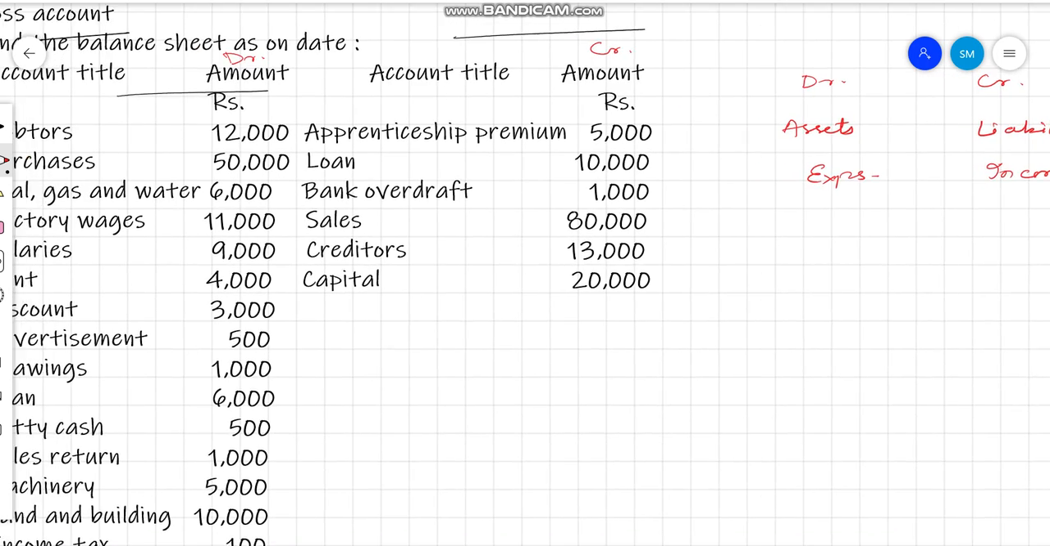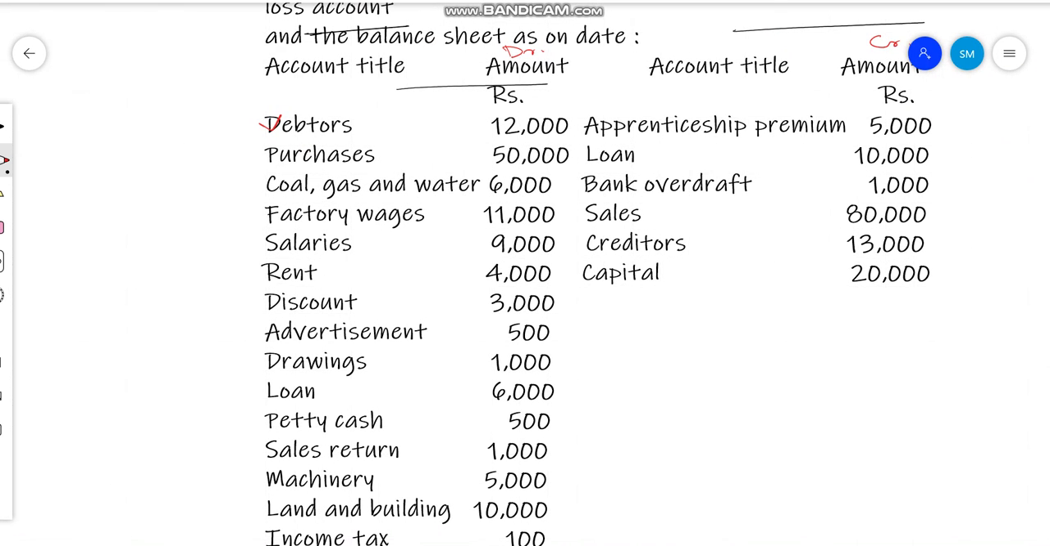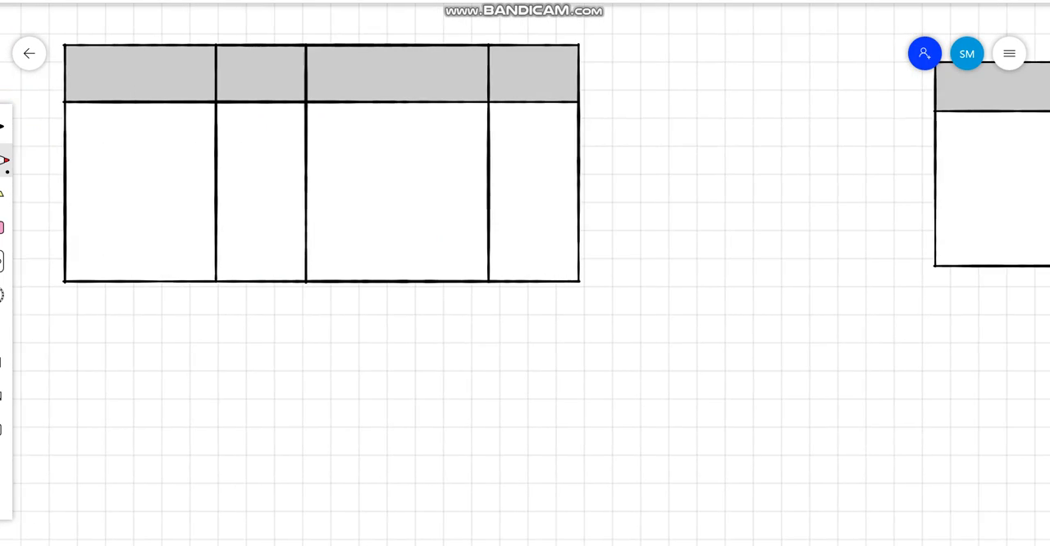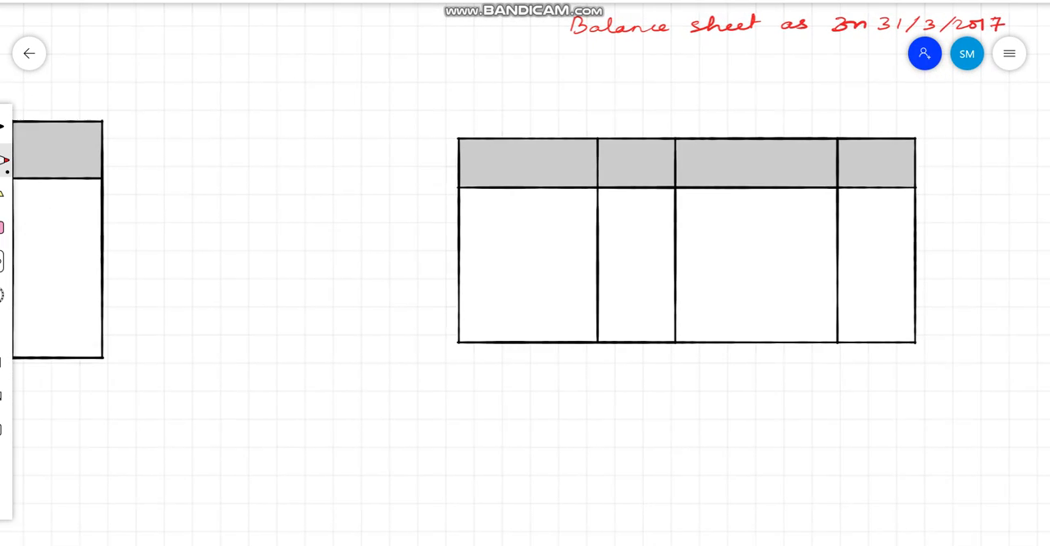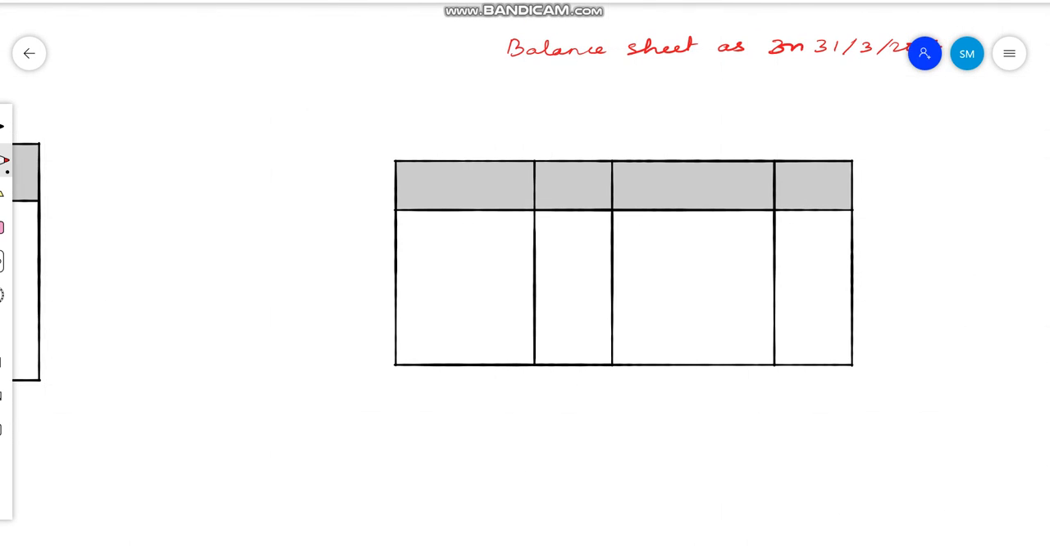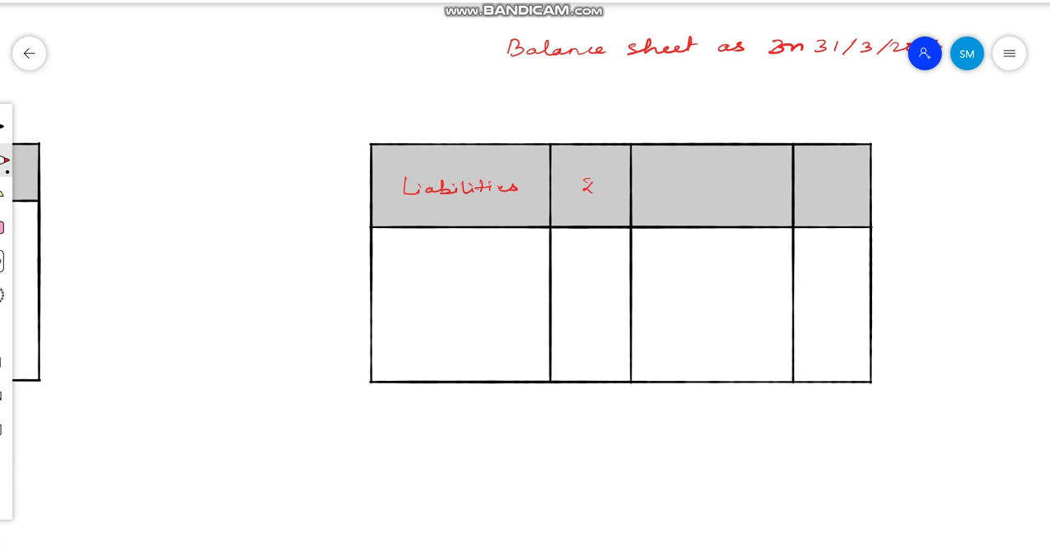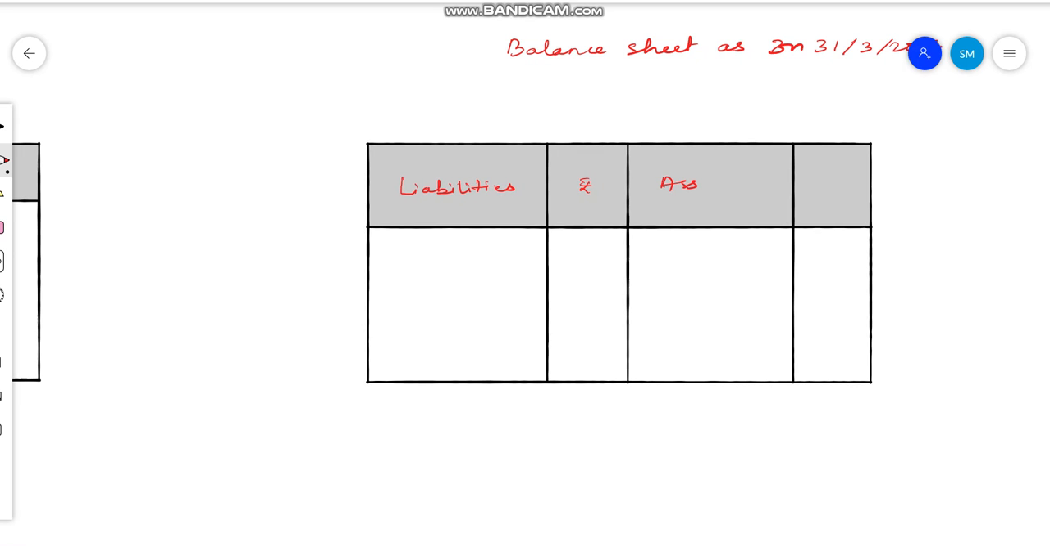Okay, so now you have datas. Datas is in the debit side. I know datas is not my expense, but it is on the debit side. Debit side means it becomes my asset. So the asset will go in the balance sheet. Here I have prepared two boxes, one for the trading and profit and loss account and one for the balance sheet. This side I will write as liabilities, and this side I will write assets.